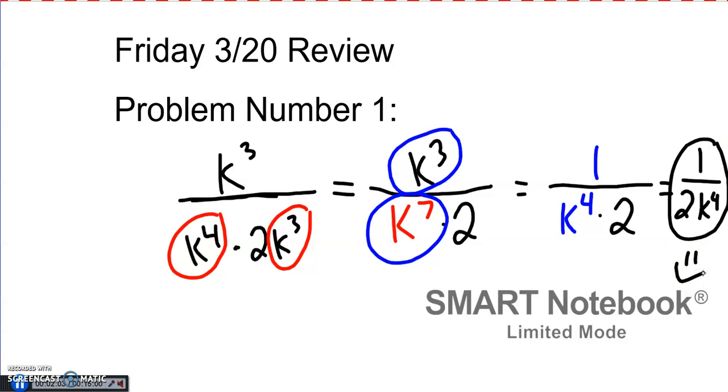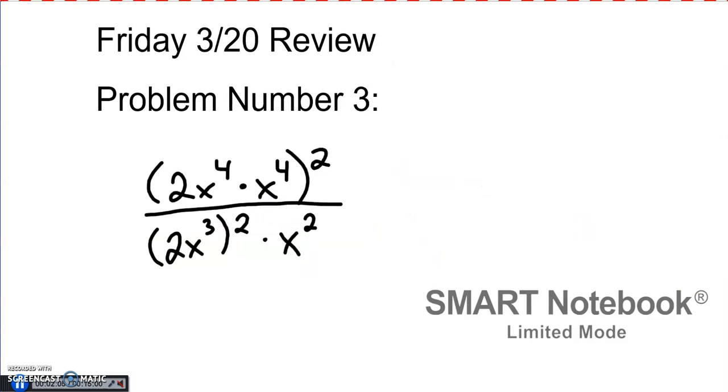All right, awesome. Now let's talk about problem number 3. Problem number 3 says we have the quantity 2x to the fourth times x to the fourth, all getting raised to the second power, and that's divided by the quantity 2x to the third getting raised to the second, times x squared. So we're going to look inside here first. We want to work inside our parentheses. Can we simplify anything in there? You betcha we can.